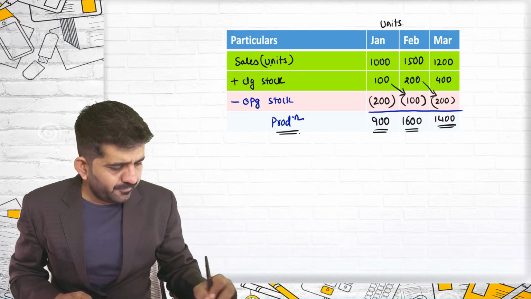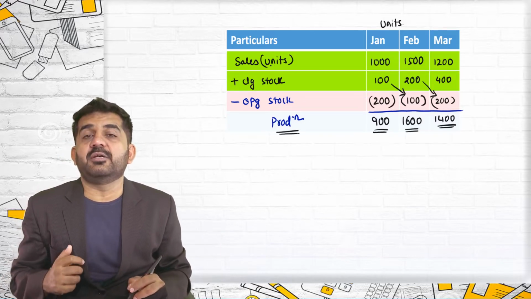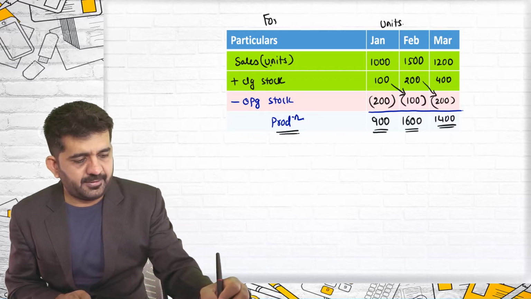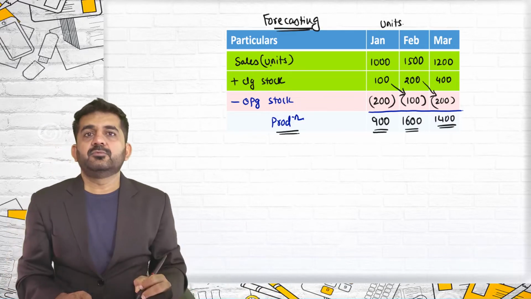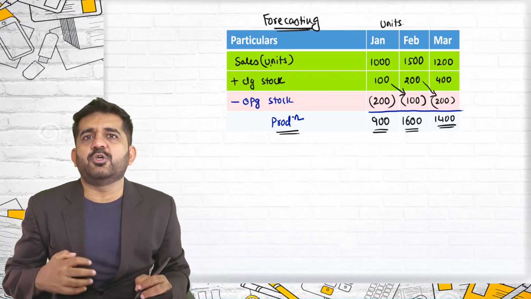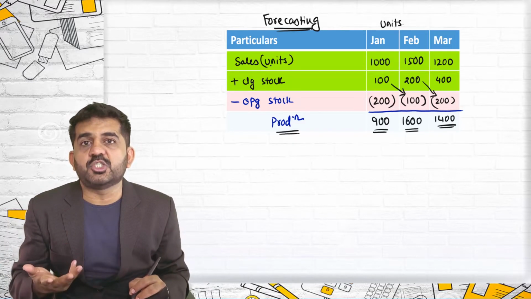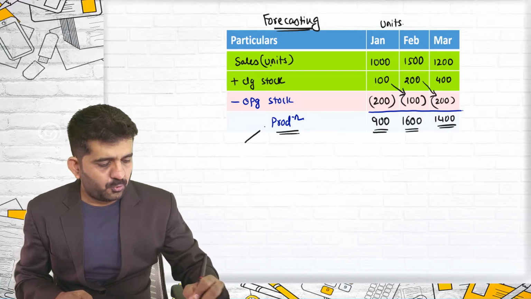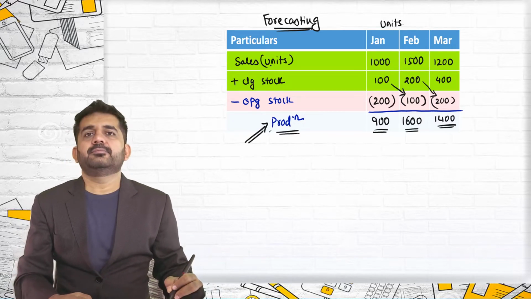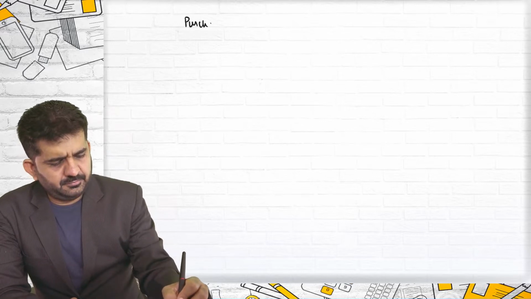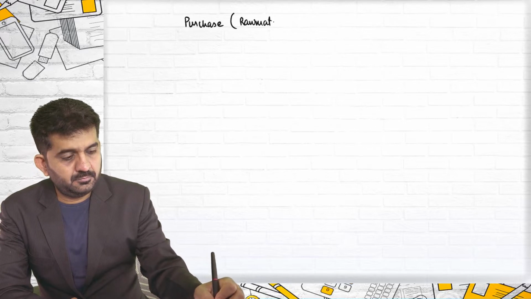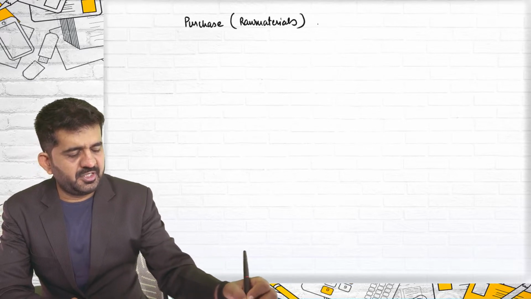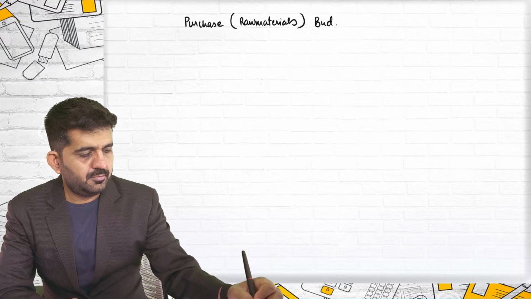This is how you budget, and try to understand budget is always a forecasting. So you are forecasting that your sales will be this, you will require closing stock of this, and hence you are forecasting your production. We'll also be learning purchase budget, purchase of raw materials budget.